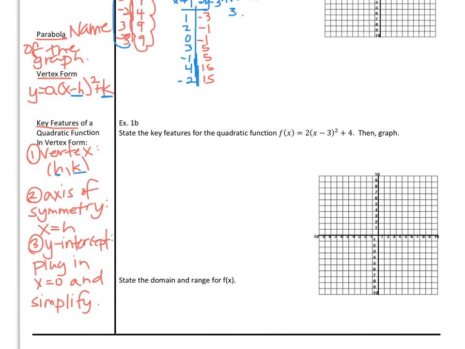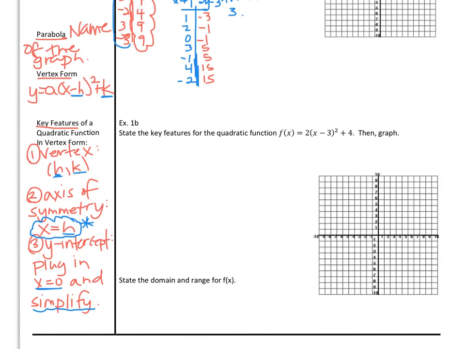The axis of symmetry is the equation of a vertical line. So it needs to be in this form, x equals h. And it's pretty easy to figure that out because h is the same coordinate as the x value for the vertex. And then you draw that vertical line. The y-intercept is the one where we have to show some work. We have to actually plug in 0 for x and simplify. And that would be the ordered pair 0, comma, whatever number you get when you simplify. And we would graph that point.